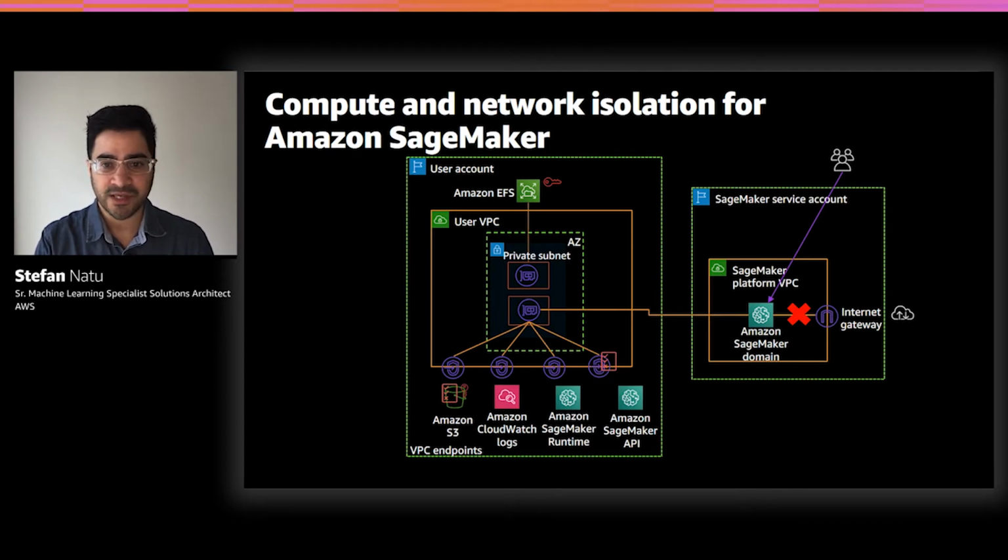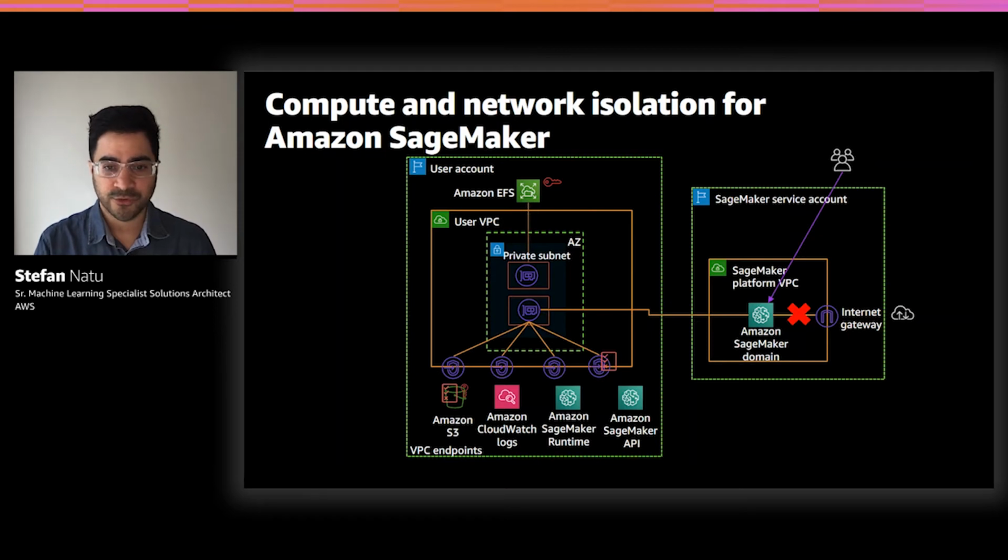Then, in order to be able to access, for example, your data sources or call SageMaker APIs, you need to set up VPC endpoints inside of your VPC. These VPC endpoints will allow private connections between your network and supported AWS services. VPC endpoints also support endpoint policies, and in our first demo, we're going to take a look at what one of those endpoint policies can do.